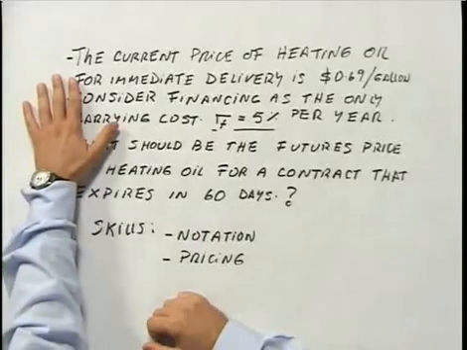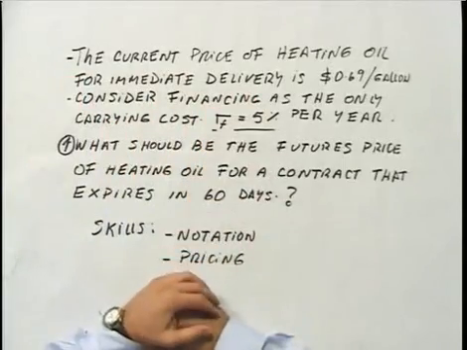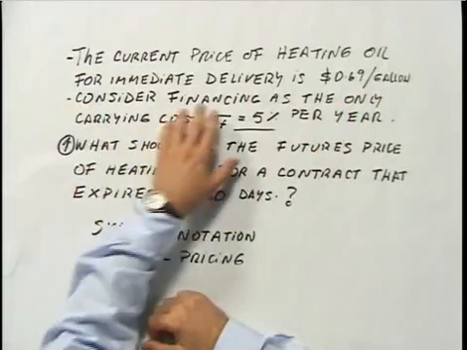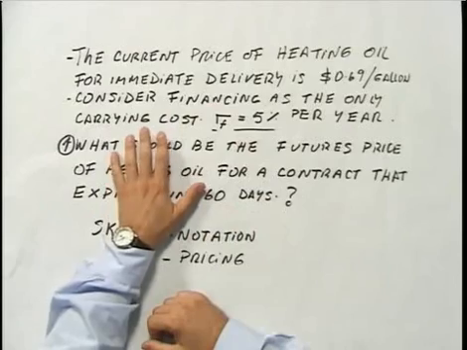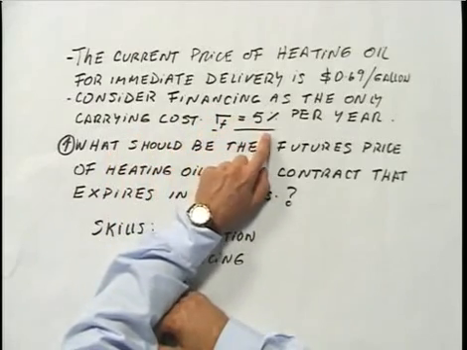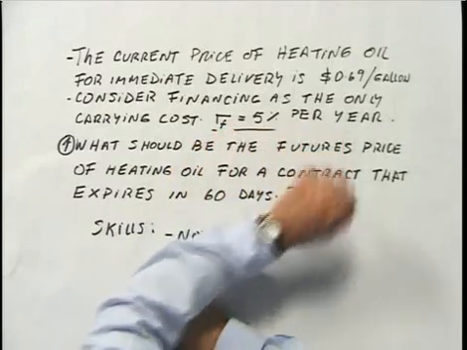So why don't we just go into a problem and I'll let you know how we're going to approach solving them. The problem we're going to talk about now is a problem regarding futures, and it's stated as follows. The current price of heating oil for immediate delivery is 69 cents a gallon. Let's consider financing as the only carrying cost, and that financing is done at RF, which is the risk-free rate, and the risk-free rate is expressed on an annual basis. So this is a 5% per year basis.